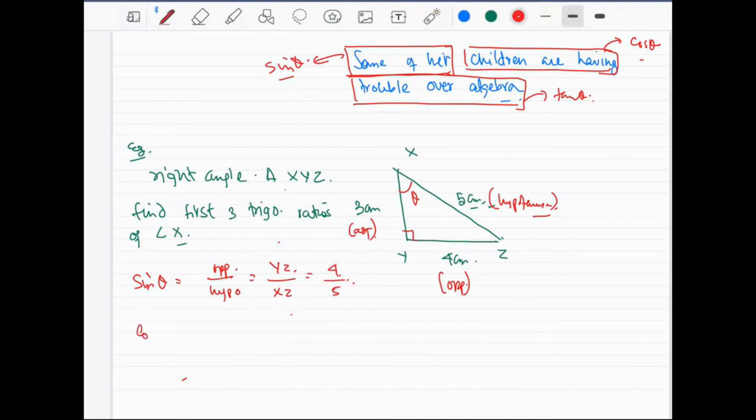What about cos theta? The question says first three trigonometric ratios, that means sine theta, cos theta, and tan theta. For cos theta, we have children are having, CAH. Children is cos, A is adjacent, H is hypotenuse. So cos theta will be adjacent by hypotenuse.